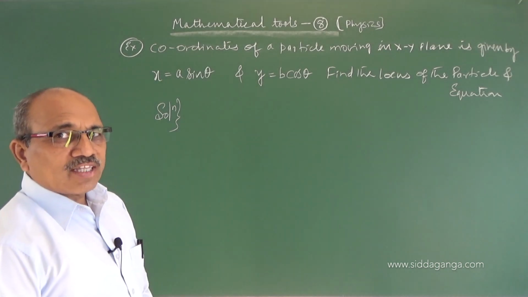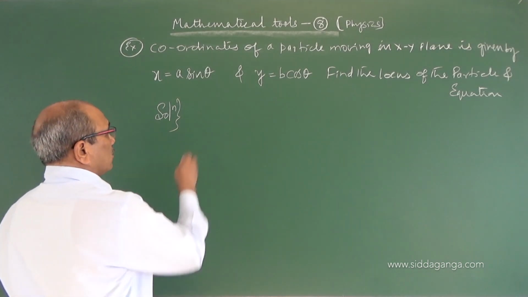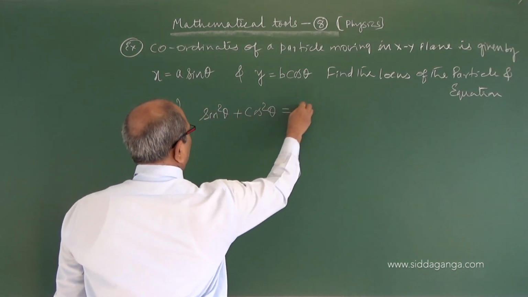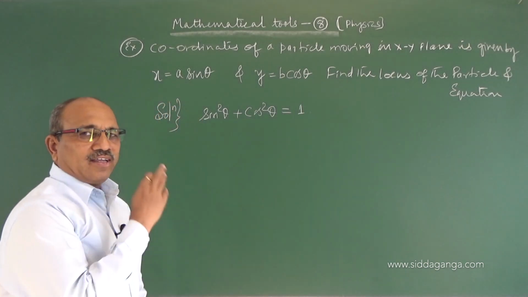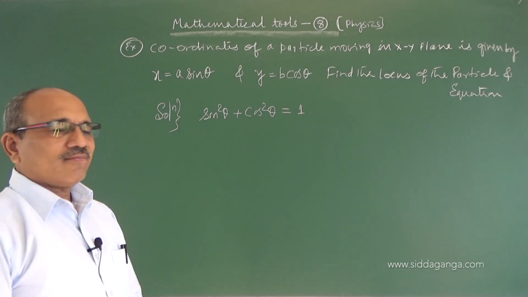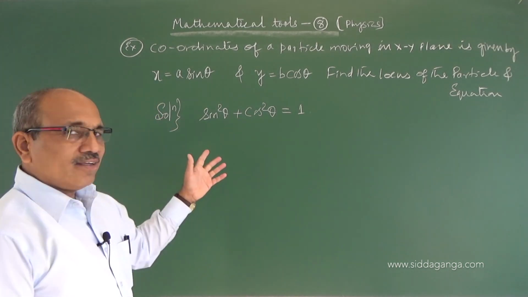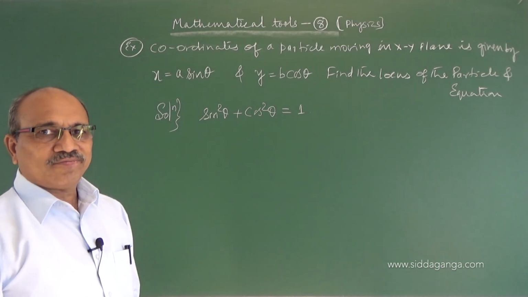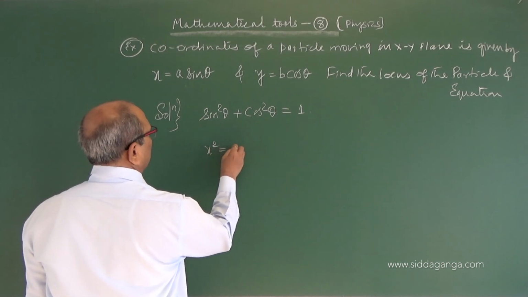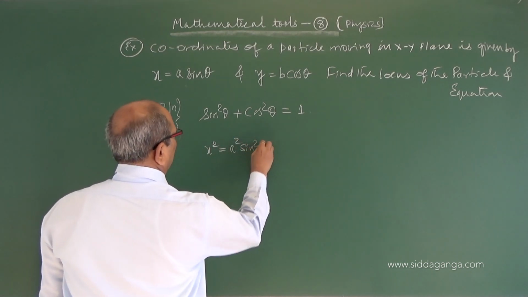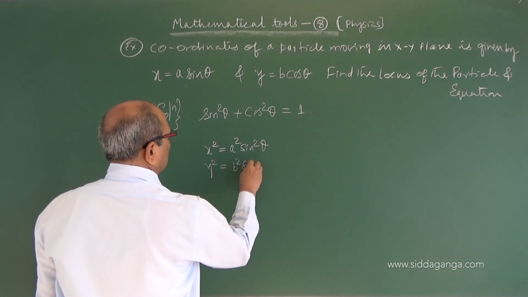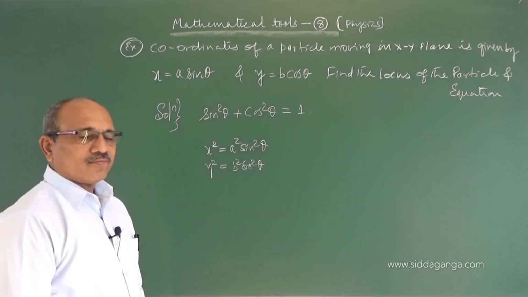You studied in mathematics in high school that sin square theta plus cos square theta is equal to 1. It is an excellent relation that helps you get the equation easily. Because you have to square this: first if I square, x square can be written as a square sin square theta, and y square can be written as b square cos square theta, right?